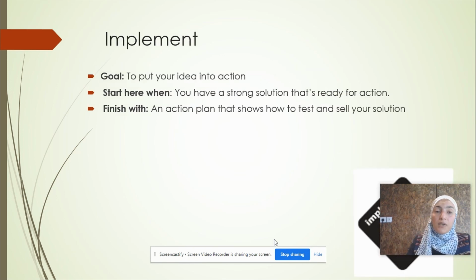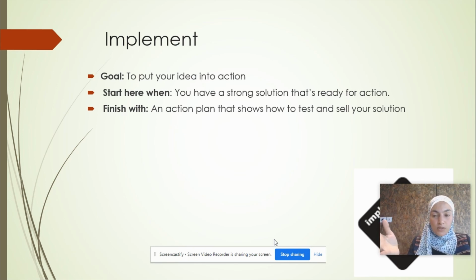After that, we can take our action plan to the implement stage. The goal here is to put your idea into action, realizing that you will learn as you go. And here we can apply the Tom Peters motto: test fast, fail fast, and adjust fast.